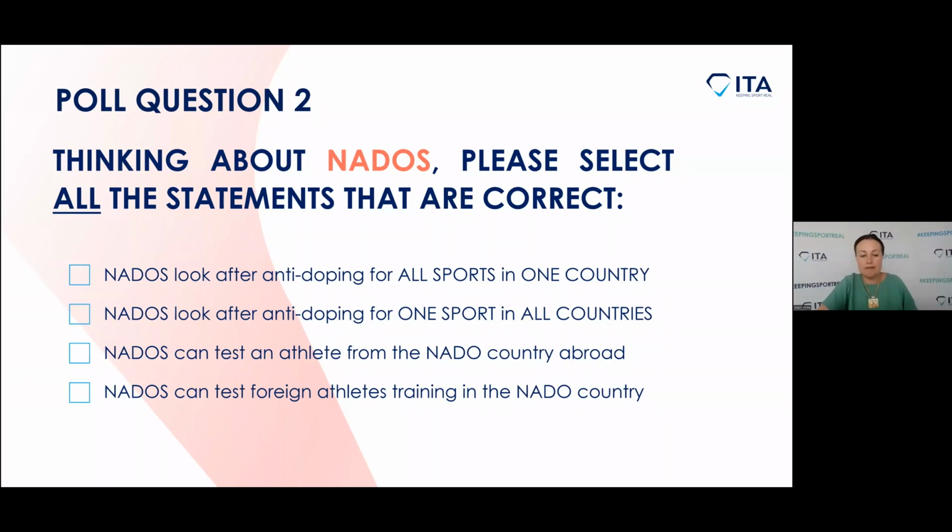Well, there were in fact 3 correct answers. The only answer that was not correct was option number 2, and I can see that this was by far the least popular answer. So well done, everybody. Really got all the information from Gianluca's video there. So the one that is incorrect, of course, applies to international federations. International federations are the ones that look after anti-doping for one sport, but in all countries.